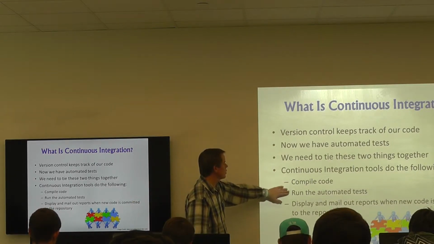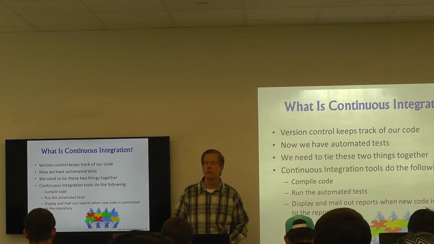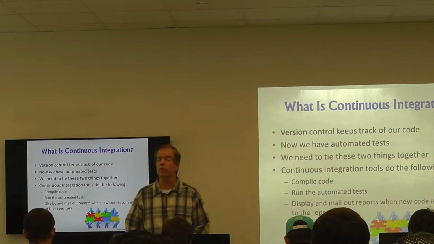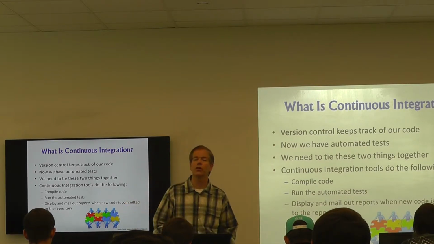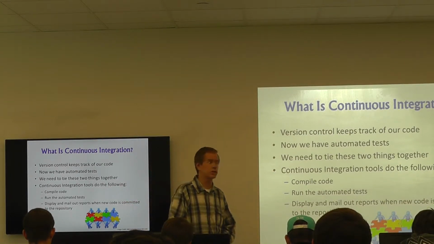So we can compile the code, we can run the automated tests, and then we can display or mail out reports. What it means is that if you've introduced errors into your code, you'll know about it very, very quickly. Because you check the code in, and like a half an hour later, you get an email that says, by the way, there are some errors in that code that you just checked in.